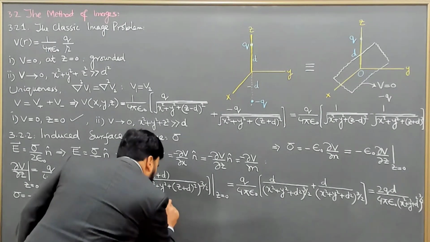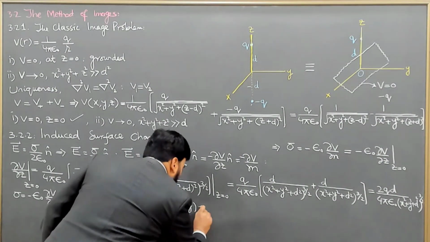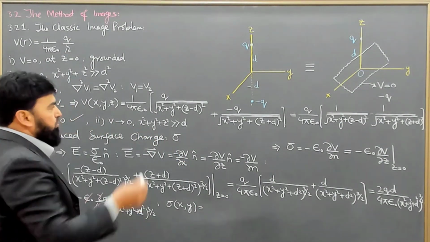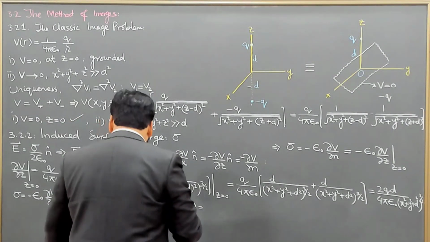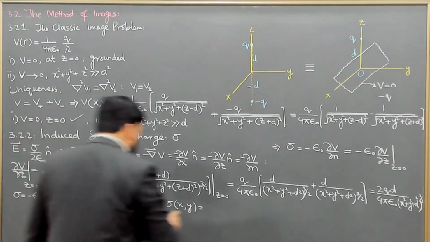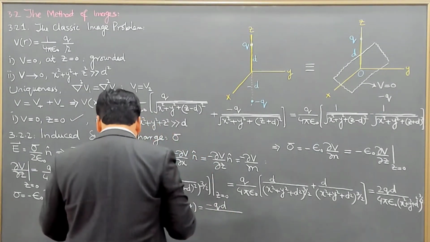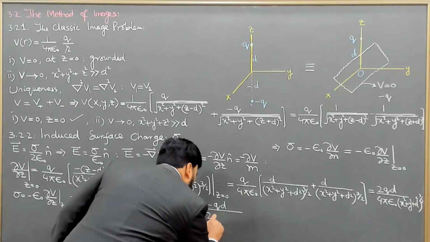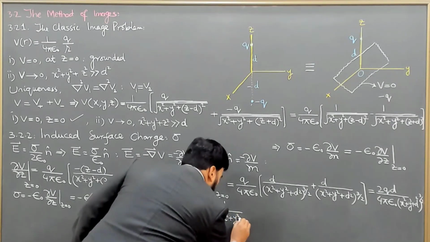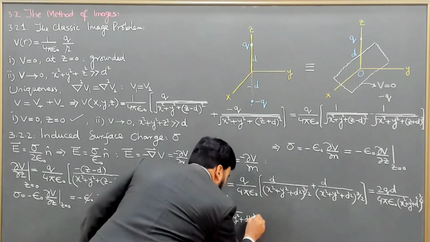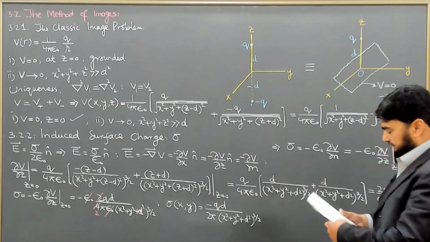We got the value of sigma such that this sigma is a function of x and y only, because this is at z equal to 0. Z equal to 0 means this is just the sheet. So this is sigma of x, y, and this is equal to minus qd divided by 2 pi and x square plus y square plus d square whole 3 over 2. This is the value of sigma.